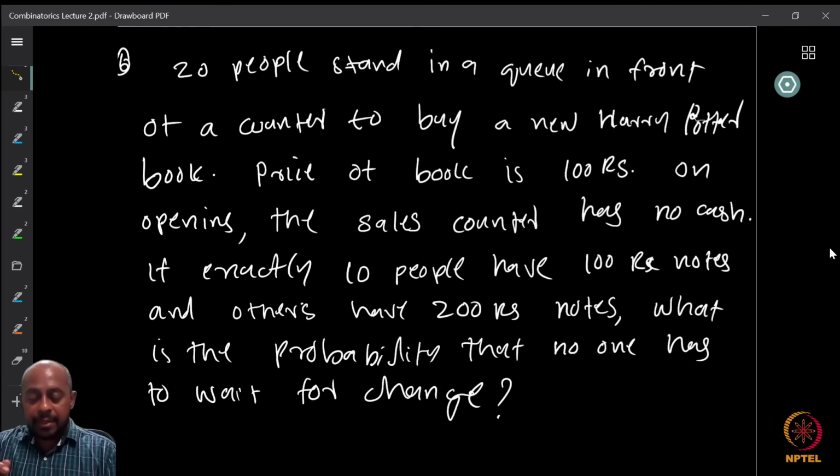Now what is the probability that, since the queue is arbitrary, people will come and stand there, some with 100 and some with 200, no one has to wait for change? If somebody gives a 200 and the cashier does not have change, he will say, okay, wait there till I get the next guy who has 100 rupees. When he buys, I will give you the change. So what is the probability that no one has to wait for change? Find it, it's going to be interesting.